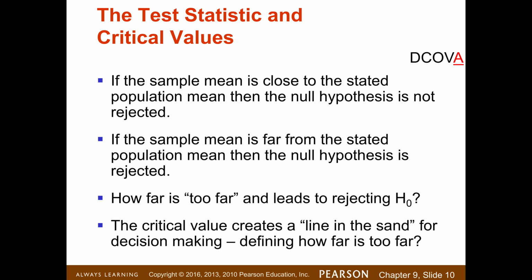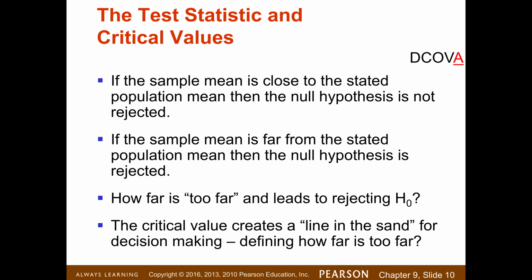So first bullet: if the sample mean is close to the stated population mean, then we don't reject the null hypothesis. Officially, we call that failing to reject the null. If the sample mean is a long way from the stated population mean, then we reject H sub 0. We reject the null hypothesis.